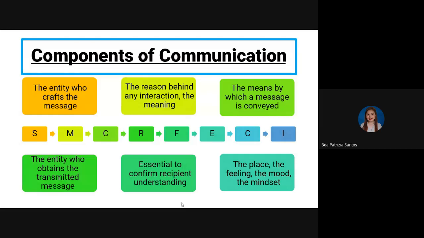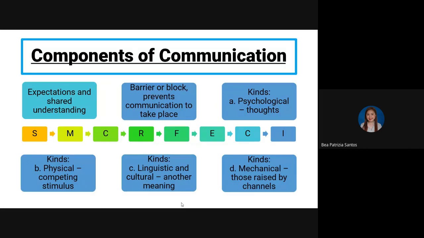The green box R, the entity who obtains the transmitted message. Receiver is correct. The bluish green box, letter F, essential to confirm recipient understanding. F for feedback is correct. The blue box, letter E, the place, the mood, the feeling, the mindset. E for environment is correct.